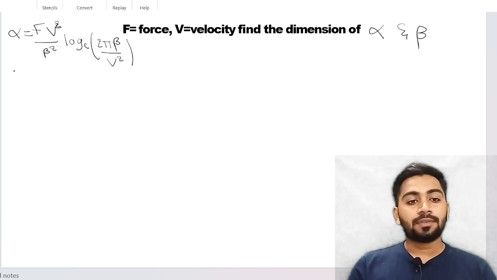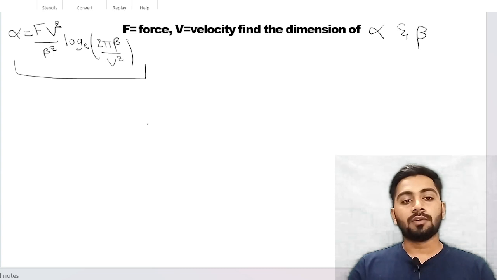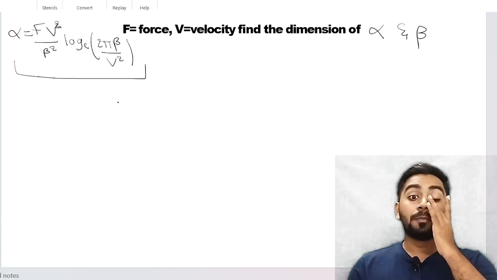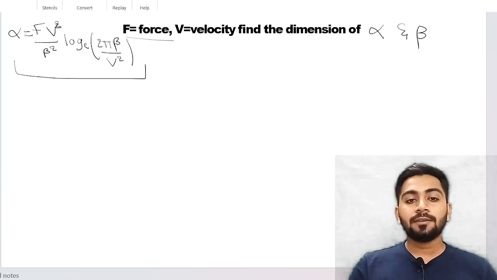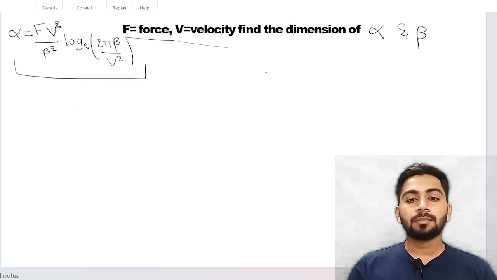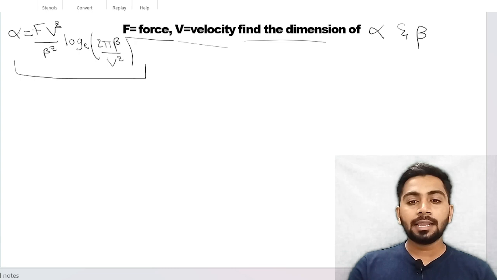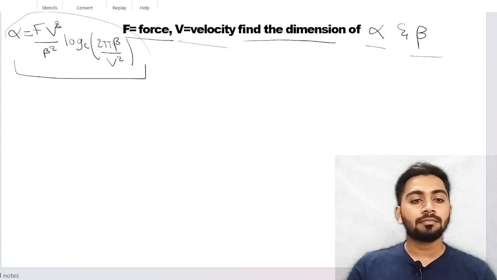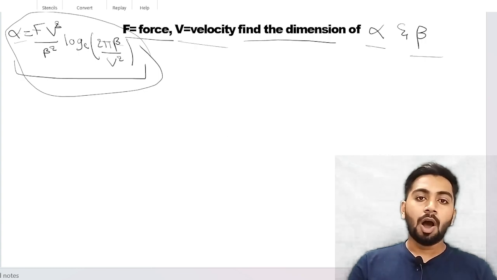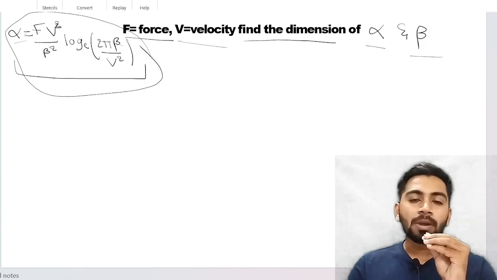Okay, now by this we can solve this kind of problem. If they have given one formula, F equals alpha v square divided by beta square, into log of e into bracket 2 pi beta divided by v square. For F equals 4 they have given, v is velocity, and they ask us to find the dimensions of alpha and beta. How will you do it? Just common sense needed.